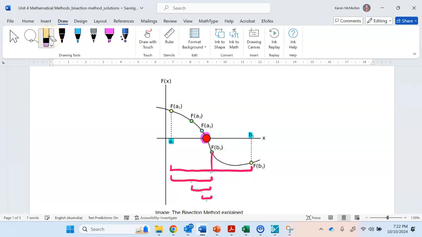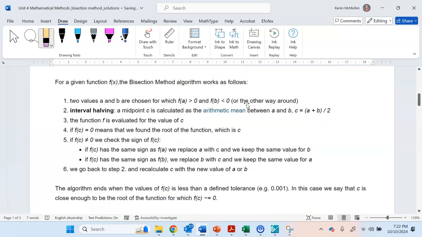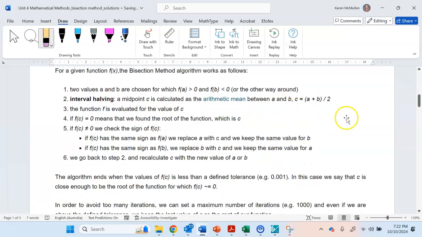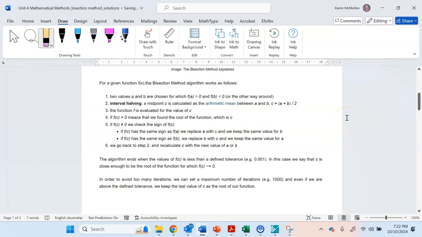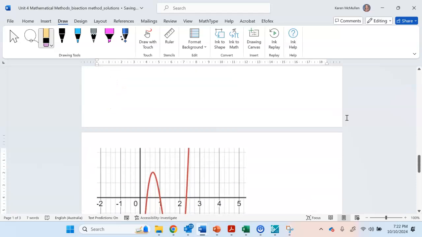So I might just get rid of that. All right, so we do follow these steps. I might just leave that on the screen in case you want to copy that down. So you can just pause and copy that down. There's a pseudocode question which we might come back to.